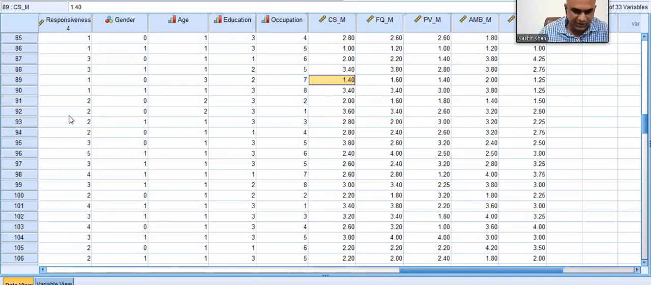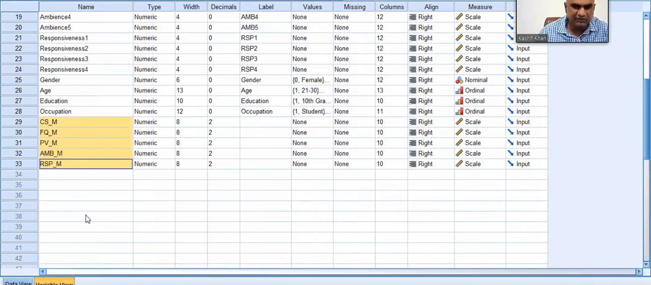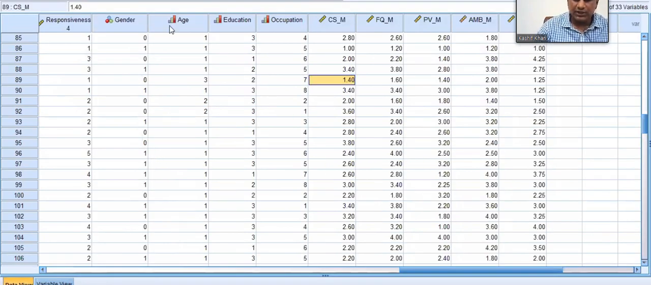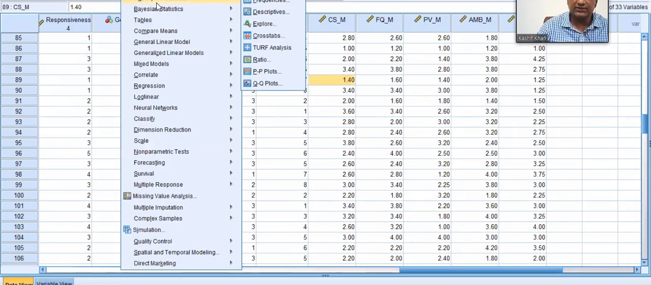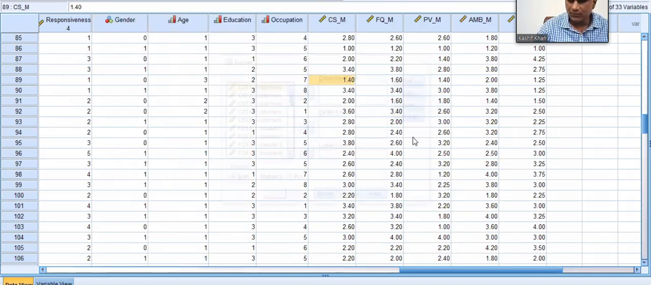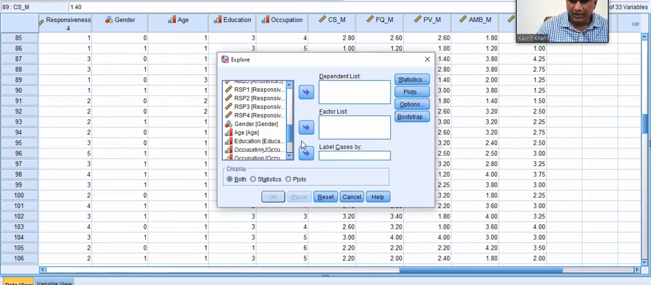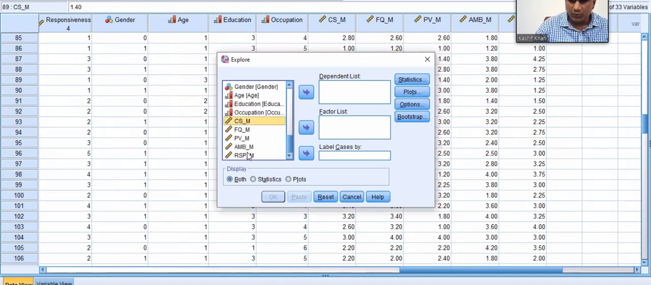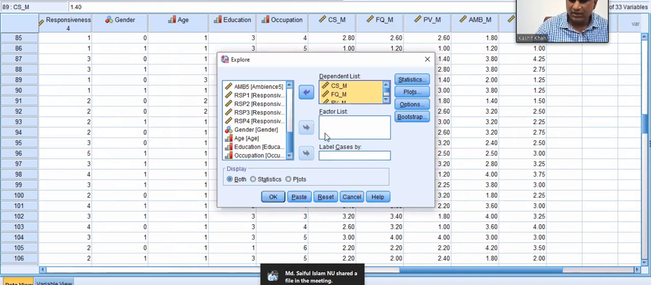So now this will be very helpful for us. These mean values will be very helpful for us when we move on to another level. We'll be doing regression and mediation and moderation within the regression. Okay, so let's go to analyze, let's go to descriptive, and let's go to explore. Okay, and we know that we need to select only these 5 here, dependent.